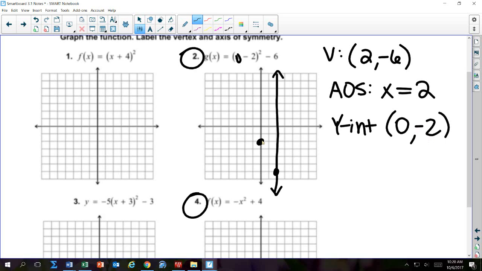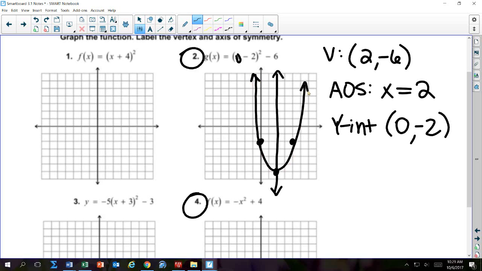And because we have symmetry on both sides of that axis, I can make a mirror point. So the general shape of my graph is going to look something like this. Okay? Really, that's not super exact. Let's see if I can make this look a little bit better. Okay, so that looks a little bit better.